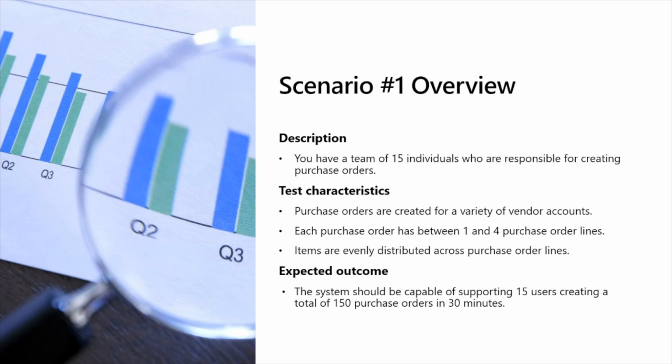Each purchase order has an average of 1 to 4 purchase order lines, and we know that our items are evenly distributed across purchase order lines. So the customer also has an expectation that the system should be able to handle, for example, 15 users simultaneously creating purchase orders. From a business KPI point of view, the team working with the system needs to be able to create 150 orders in 30 minutes, for example.